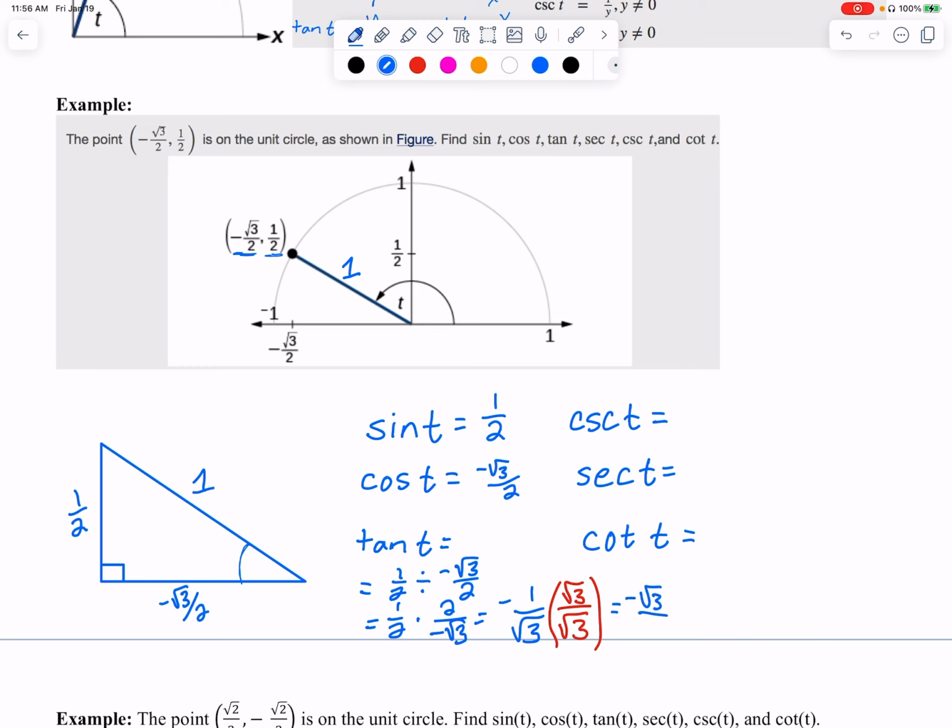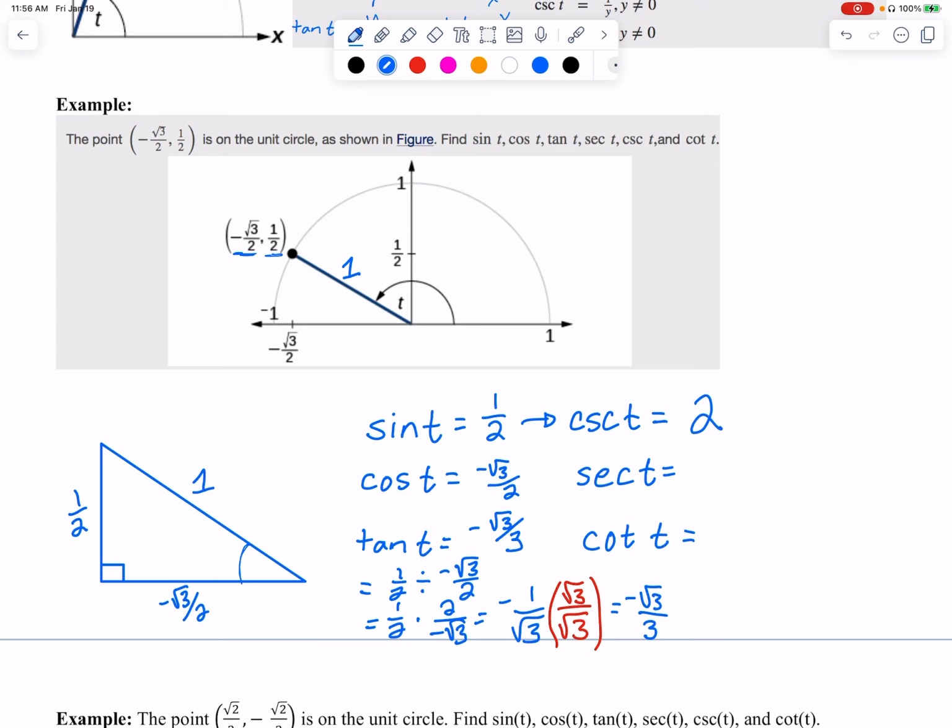But on the bottom, root 3 times root 3 is root 9, which is 3. So this is actually negative root 3 over 3. All right. Now, this is what's great about these other ones. If you know what goes with what, sine goes with cosecant. That's the reason I wrote this. To go from sine to cosecant, all I have to do is flip it over. So it's a 2 over 1, or 2 rather.